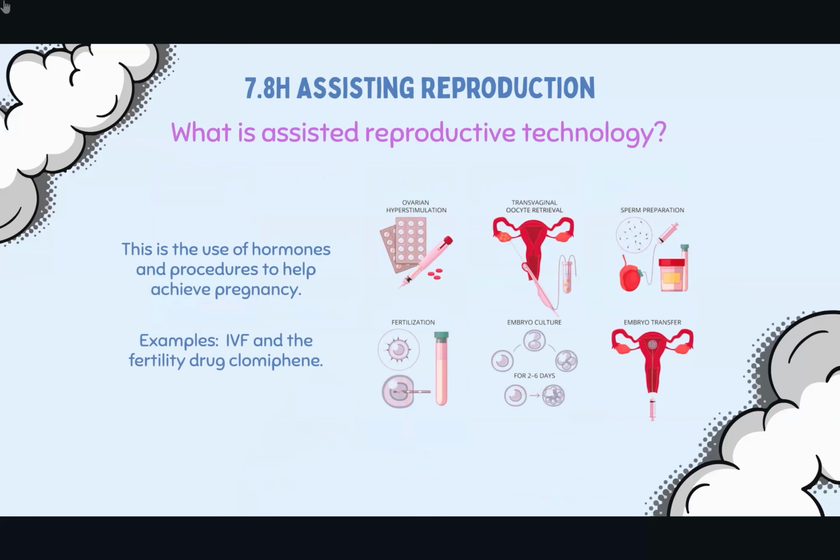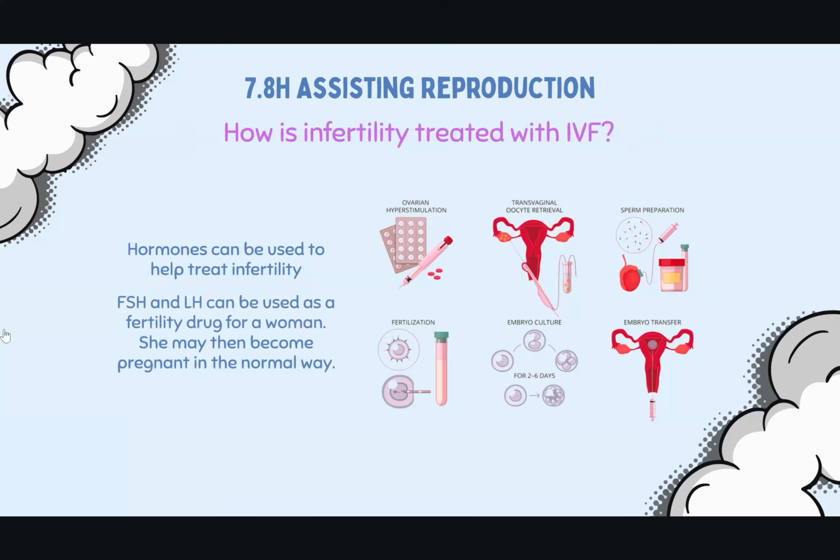Okay, so 7.8, this is a higher topic, assisting reproduction. So what is assisted reproductive technology? This is for, for example, someone that's struggling to have a child. It could be IVF or the fertility drug clomiphene. This is the use of hormones and procedures to help achieve pregnancy. Now, hormones can be used to help treat infertility. A patient could take FSH and LH, because FSH matures the egg. LH will then cause the egg to be released.